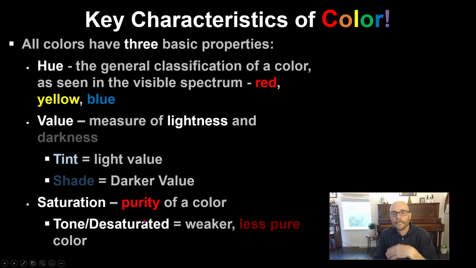And then we have tone. Now, your book actually says saturation and tone are 2 different things, but really tone is a kind of saturation. It just means the color is less saturated or pure. We'll talk more about that in just a moment. So we're going with there are 3 basic properties of color here. There is hue, value, saturation.